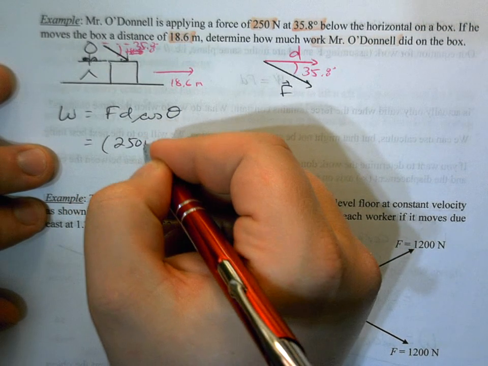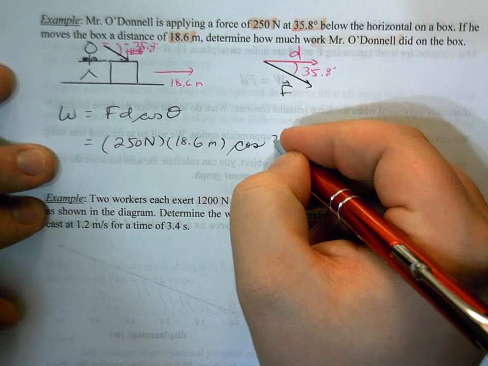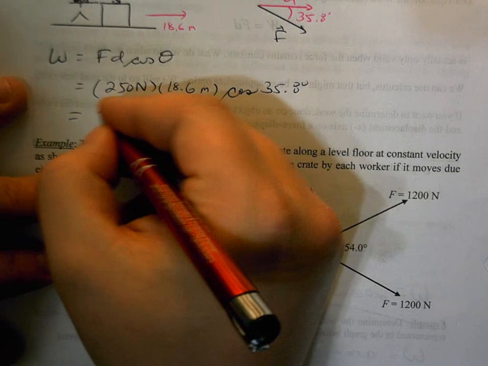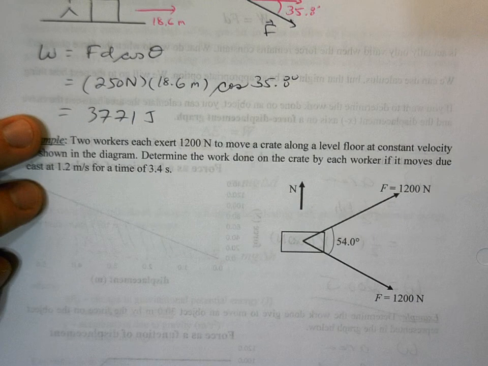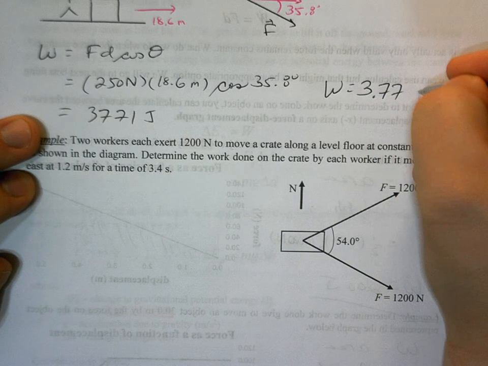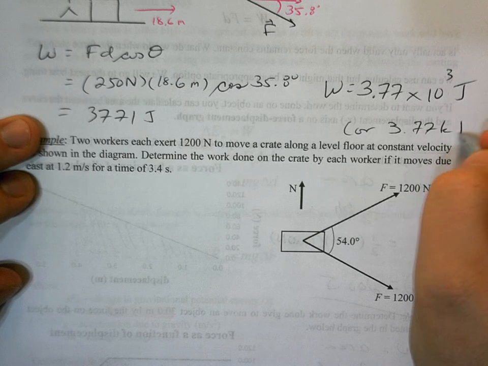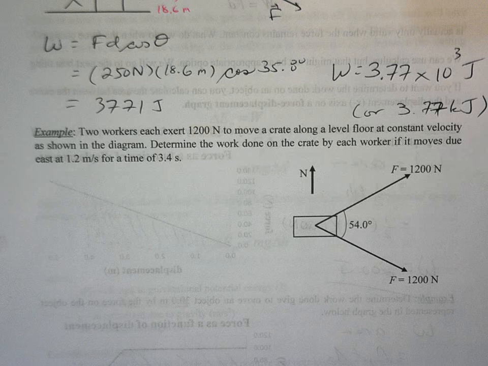So we have 250 newtons, a distance of 18.6 meters, and we multiply that by the cosine of 35.8 degrees. So we do 250 times 18.6 times cos of 35.8. We're going to get about 3,771 joules. Last thing, let's put that in significant digits. We want 3, so the work done on this thing is about 3.77 times 10 to the 3 joules, or if you like prefixes, we could say 3.77 kilojoules. That also works.